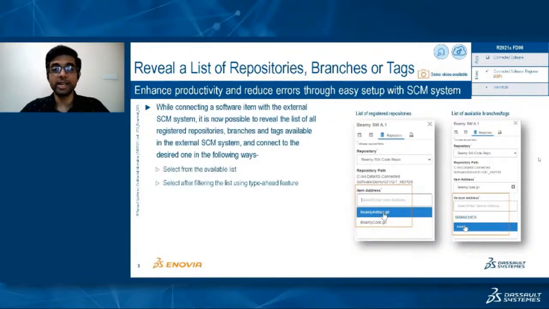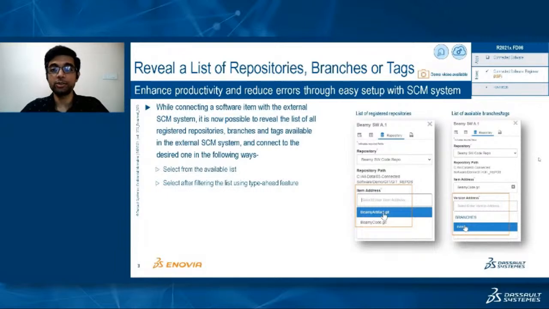Basically, when you are trying to connect the software item with an external SCM system, you get a field to enter the item address. Now you get the available list of addresses, which could be the branches or even tags, and you can select any one of them immediately. Moreover, it also supports the type ahead functionality.